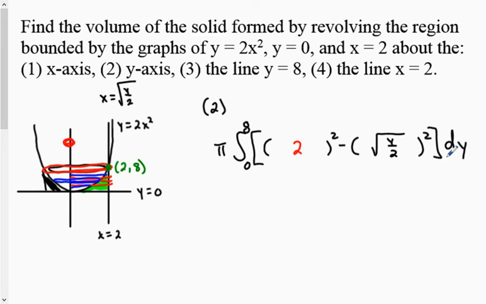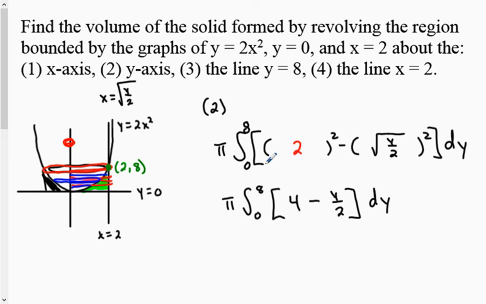Okay. So there's my setup. Pi times 4 squared is my big circles. And I'll write it out. Pi times the integral from 0 to 8 of 2 squared, which is 4. And then minus here, if I square the square root, I get 1/2 y, or y over 2.